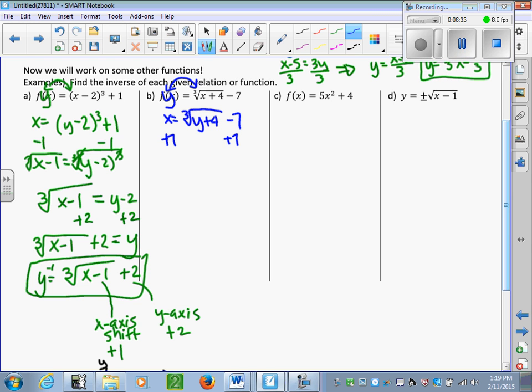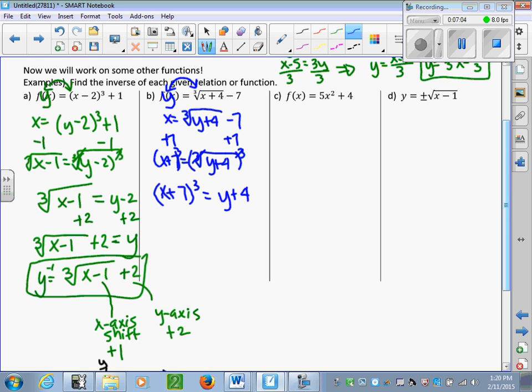Get anything away from my radical I can. So I have x plus 7 equals the cube root of y plus 4. And now I want to try and get y free. So I'm going to have a cube root, so I want to do the opposite of that. So I'm going to cube this. What I do to one side, I have to do to both sides. Okay, so now I have x plus 7 cubed equals my radical, and my cube cancel on the right and leave me with my freed y plus 4.